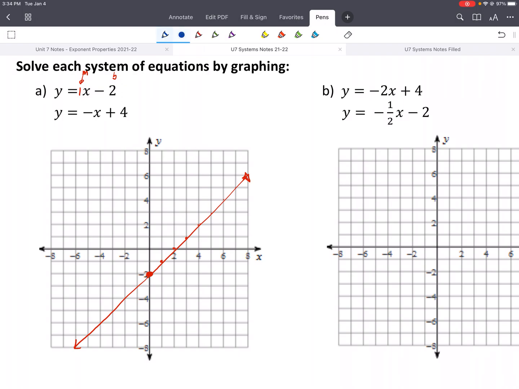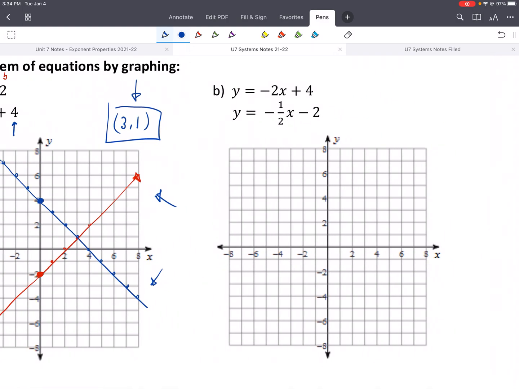I'm going to do this one in blue. This is our slope, this is our y-intercept. So our y-intercept is 4, and our slope here is negative 1, so we'll go down 1 over 1. We'll continue that pattern in both directions, connect all your dots, and we find that our intersection, or our solution, is (3, 1). This is part of your answer, and graphing each of your equations correctly is also part of your answer.